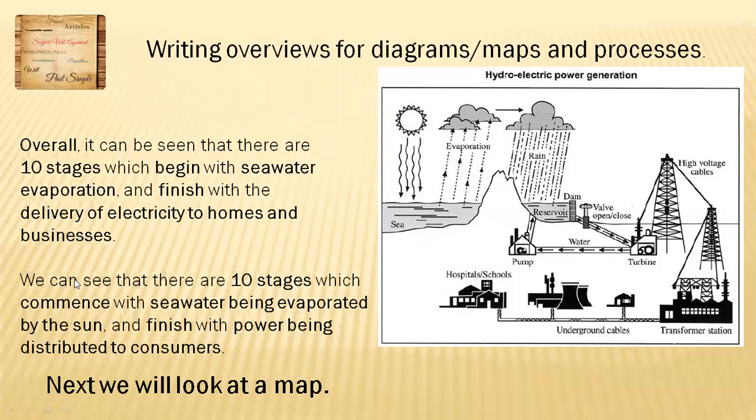Here's another one which is slightly different. We can see that there are 10 stages which commence with seawater being evaporated by the sun. So the sun evaporates the seawater, and finish with power being distributed to customers. So distribution instead of delivery. And again, all these words you're learning, keep them, because you might use them in different situations. If you find synonyms like here, use them, keep them, learn them. So if you get stuck, you can find a word and change it.